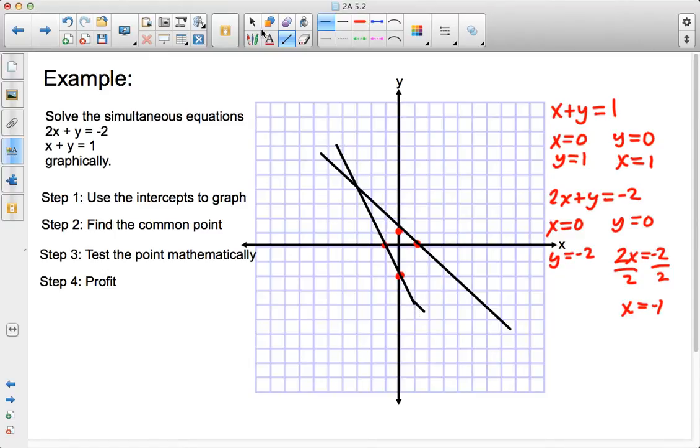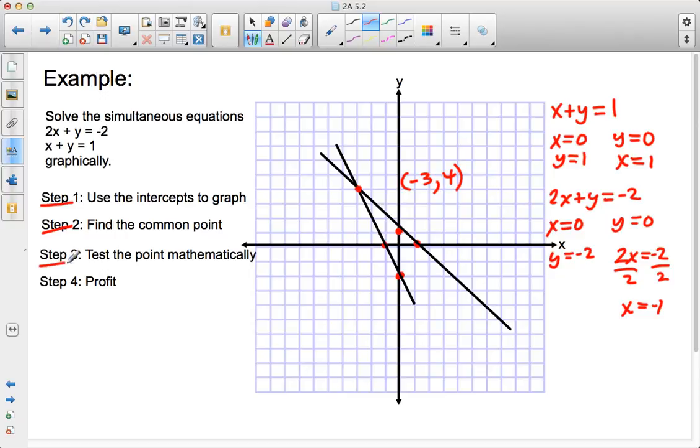And let's just ignore that last spot over there. There we go. And I see that I have a point of intersection right over here. And it looks like that point of intersection is negative 3 comma 4. So, step 1, use the intercepts to graph. I did that. Step 2, find the common point. I did that. It's negative 3 and 4.